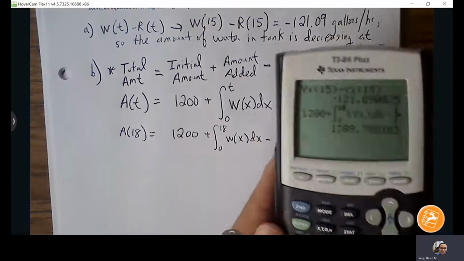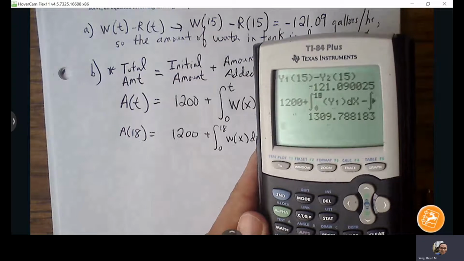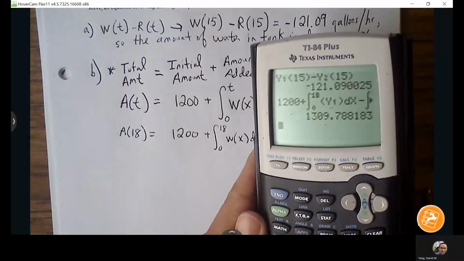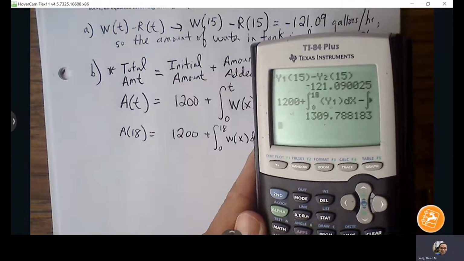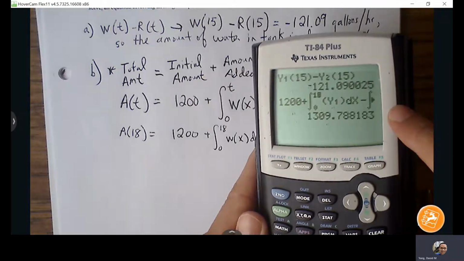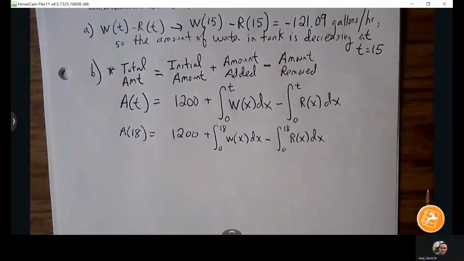Part B says round to the nearest whole number, so we'll say 1310. So that means 18 hours in, taking into account how much water there is to begin with, how much water has been added, how much water has been removed, 18 hours in, there's going to be 1310 gallons in the tank.